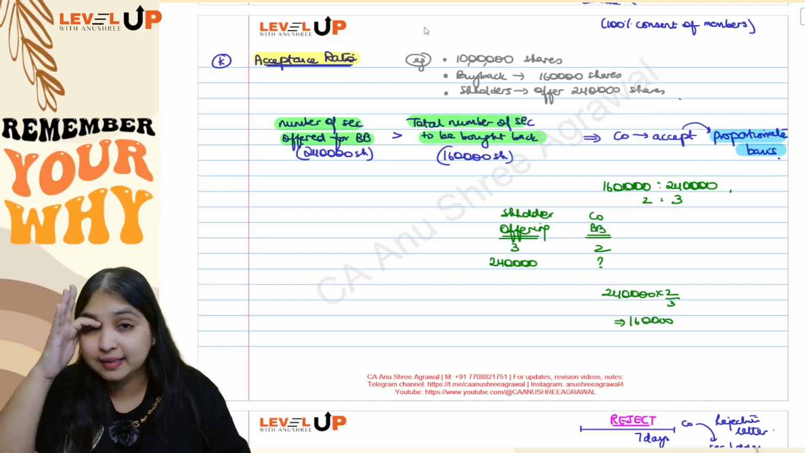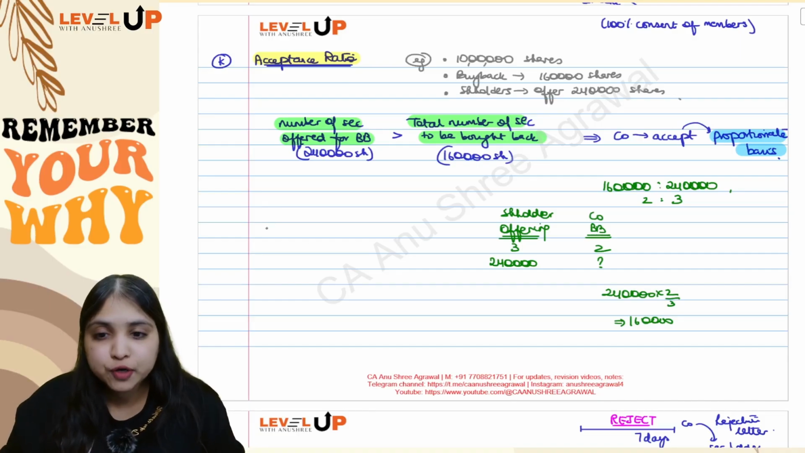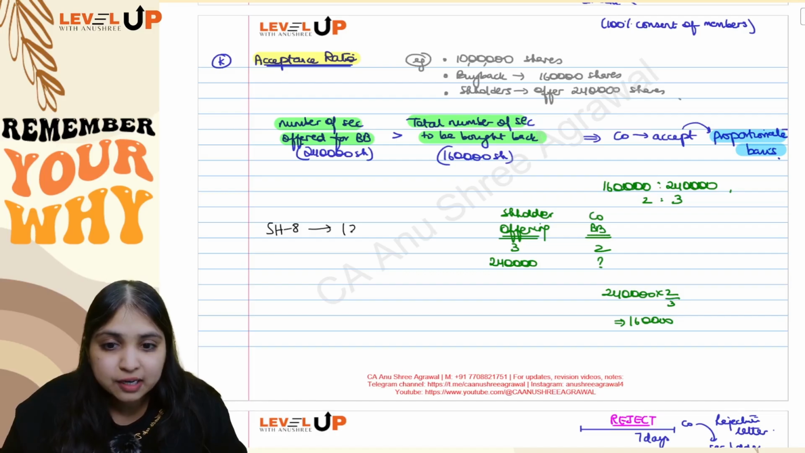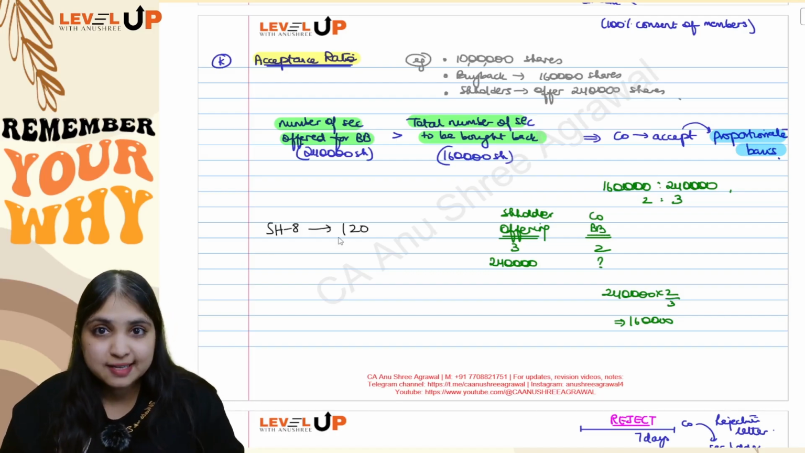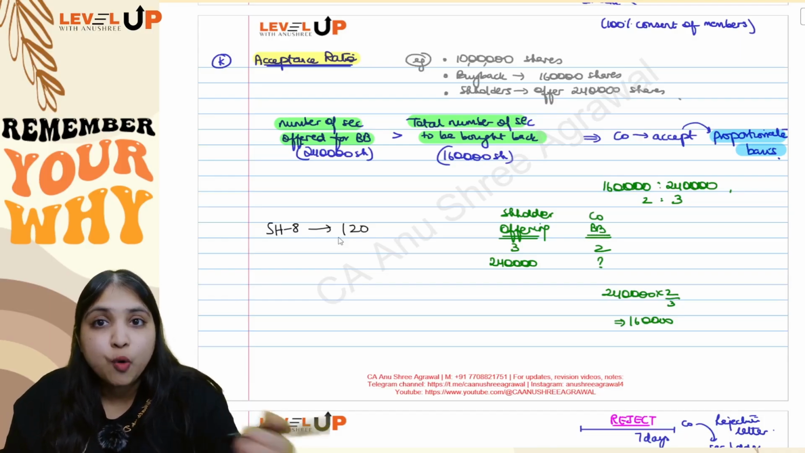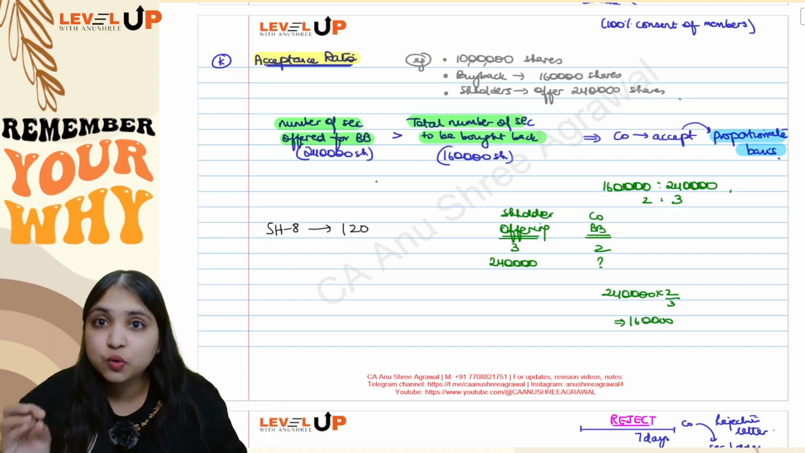Oversubscription means... to understand oversubscription and the next point, first you have to understand that this SH8, this letter of offer that we are talking about, is an invitation to offer. It's not an offer. Through SH8, the company is telling the shareholders that I'm willing to buy back shares at this much price. Let me know if you want to offer your shares for buyback. So SH8 is only an invitation to offer.